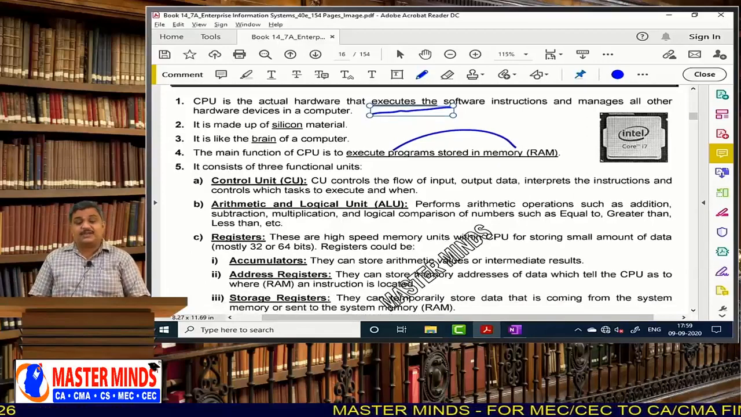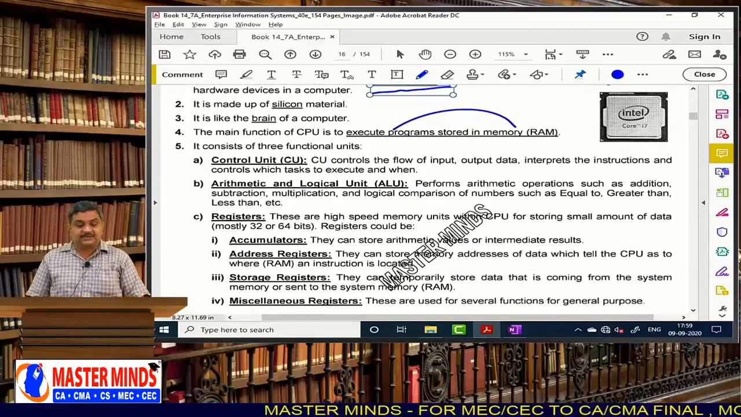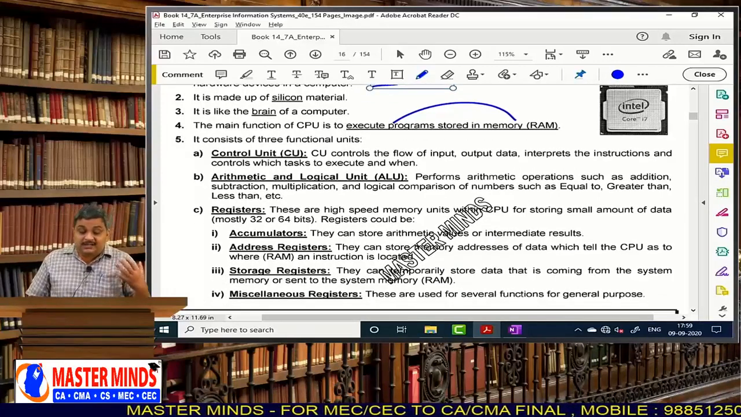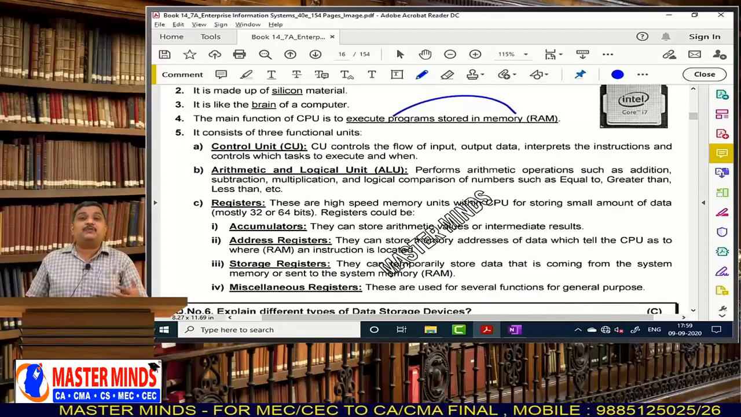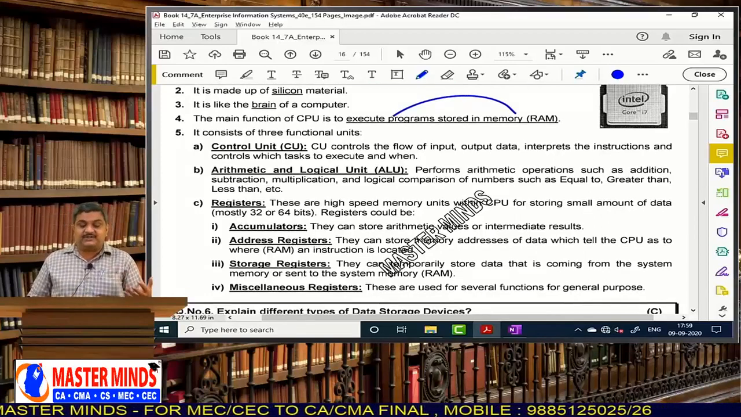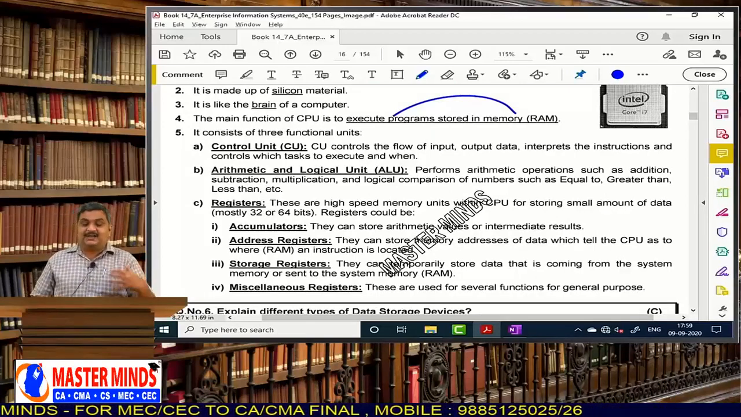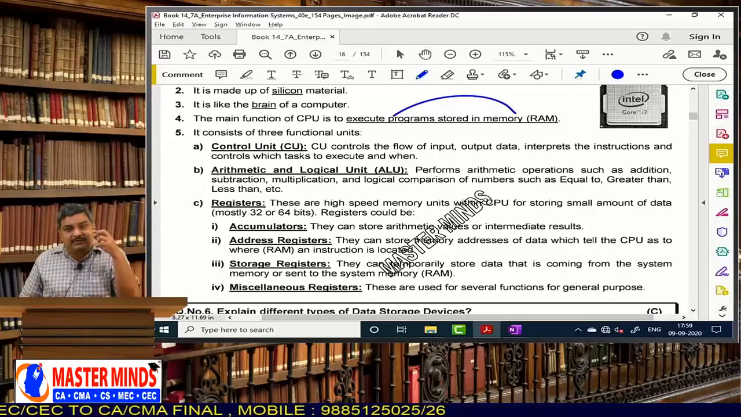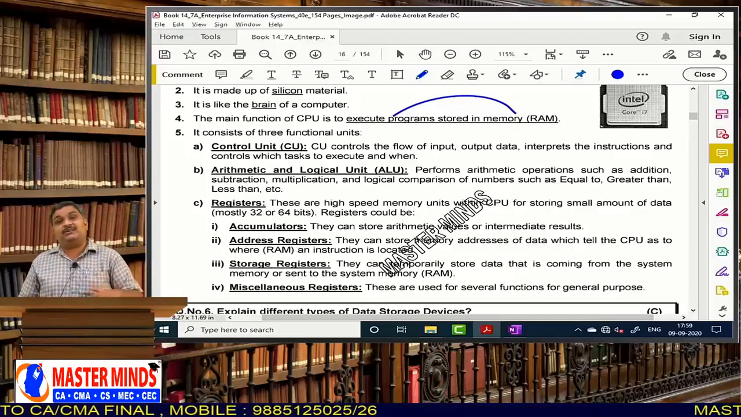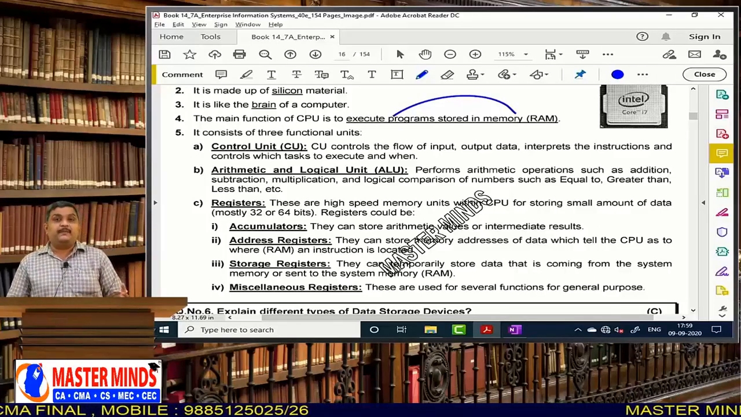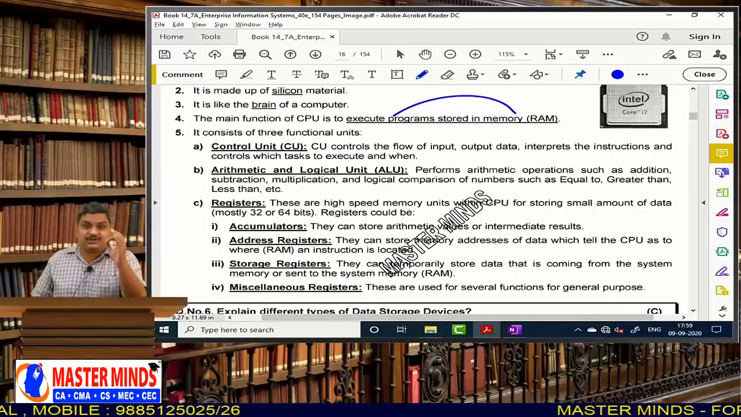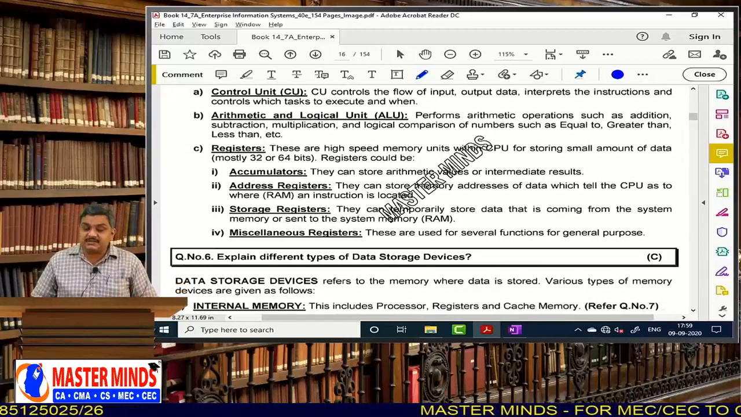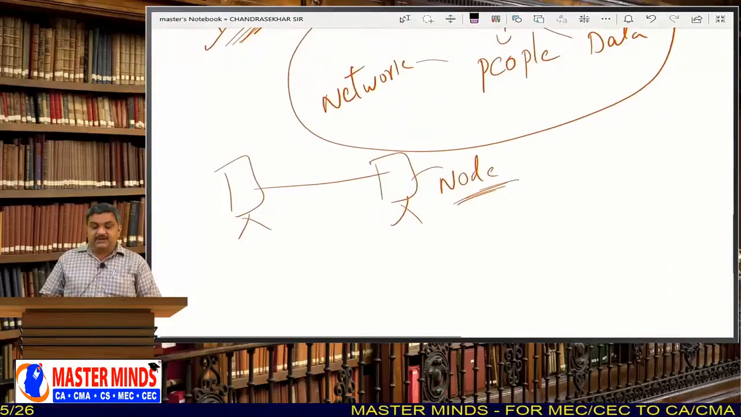And CPU consists of three parts. What are they? The control unit, which controls everything inside the CPU. And the arithmetic and logical unit, which performs all the calculations, the additions, subtractions, logical operations like greater than, less than, equal to. This is the calculational part of the CPU. Arithmetic and logical unit, the name itself is self-explanatory. And in CPU again we have registers.